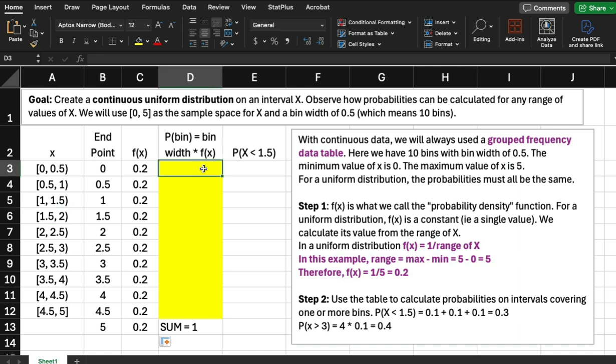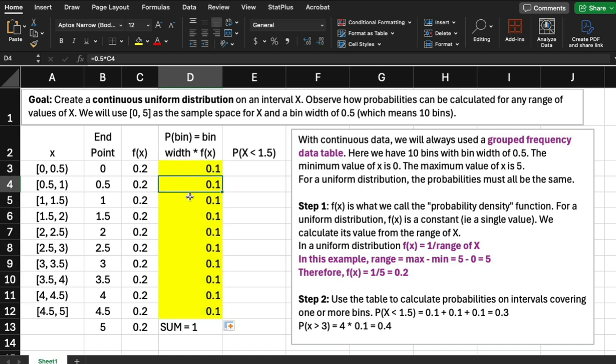So the probability of each bin is equal to the bin width times little f of x. So I'm going to type equals here, and we're going to take the bin width, which is 0.5, and multiply that by the number that you see in C3. So equals 0.5 times C3, hit enter, and then fill down.